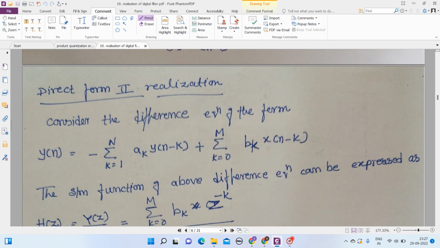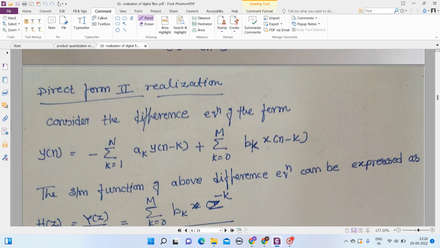Hi, in this video we will discuss direct form 2 structure. So we know that in order to analyze the filter we have different forms of structures, right? Direct form 1, direct form 2, parallel and cascade. In the previous video I discussed direct form 1 structure along with one problem. In this video, we will discuss direct form 2 structure with one problem.